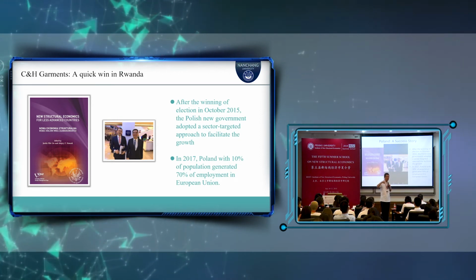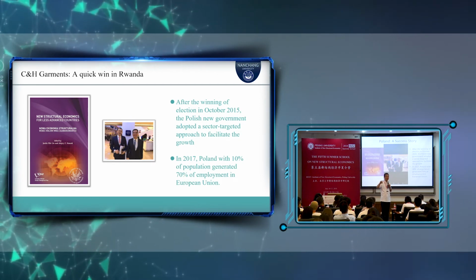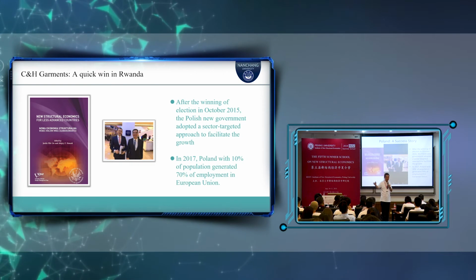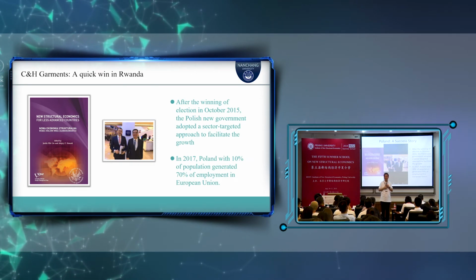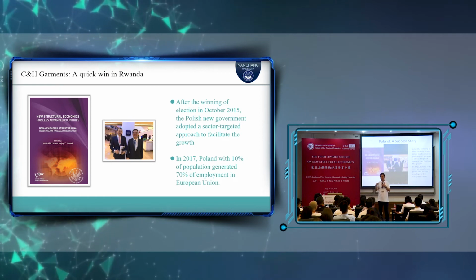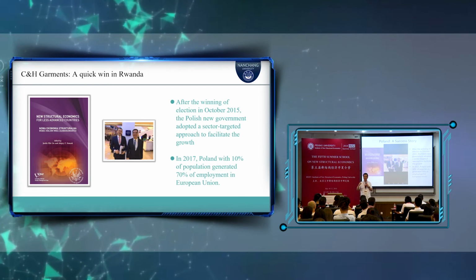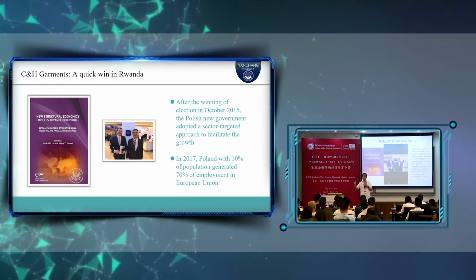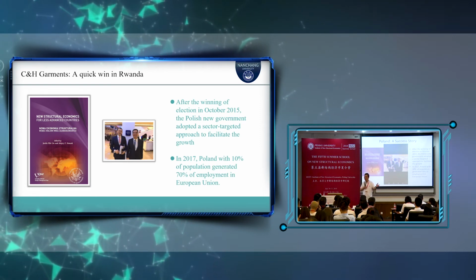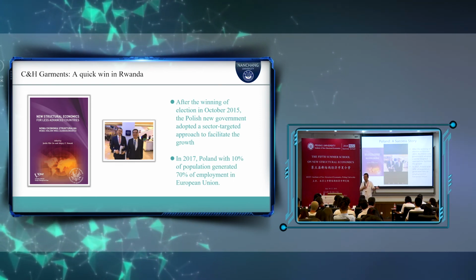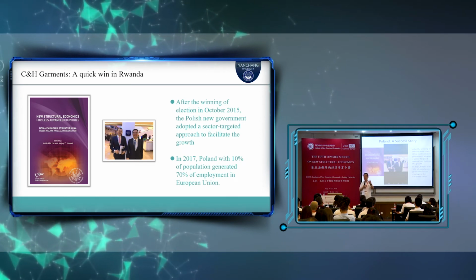70% of new jobs generated in the European Union came from Poland. So that is the result. And how come? Because with the national plan, now they facilitate the growth of new sectors by overcoming some problems in human capital skill sets, training of workers, some in infrastructure such as power supply, or in financial arrangements.